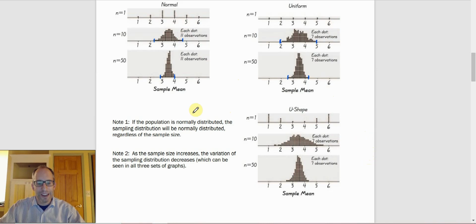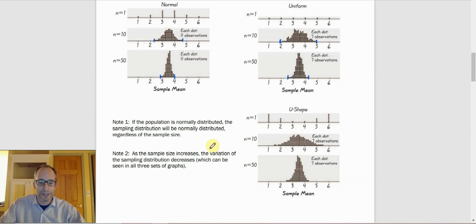And that's actually what this first note is. If the population's normal, the sampling distribution is going to be normal regardless of the sample size. That's why the one with the sample size of n equals 10 already looks good, right? Because it's already normal. Because the original distribution, the population, was also normal.